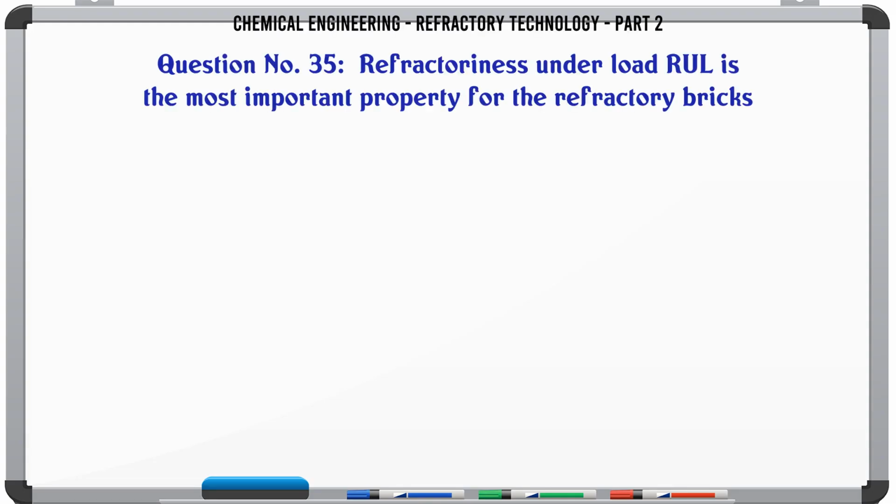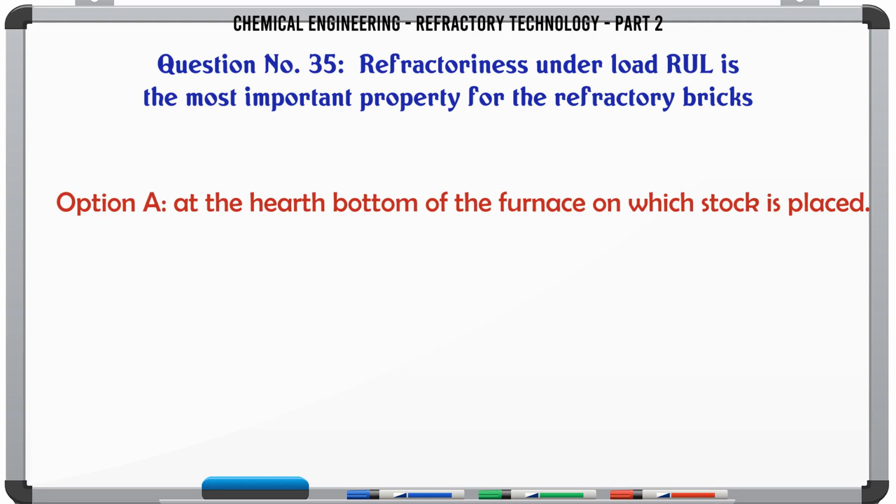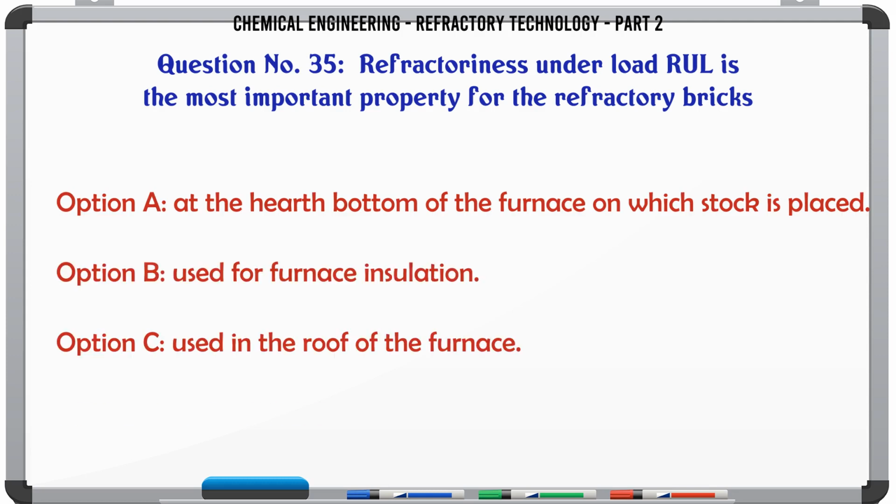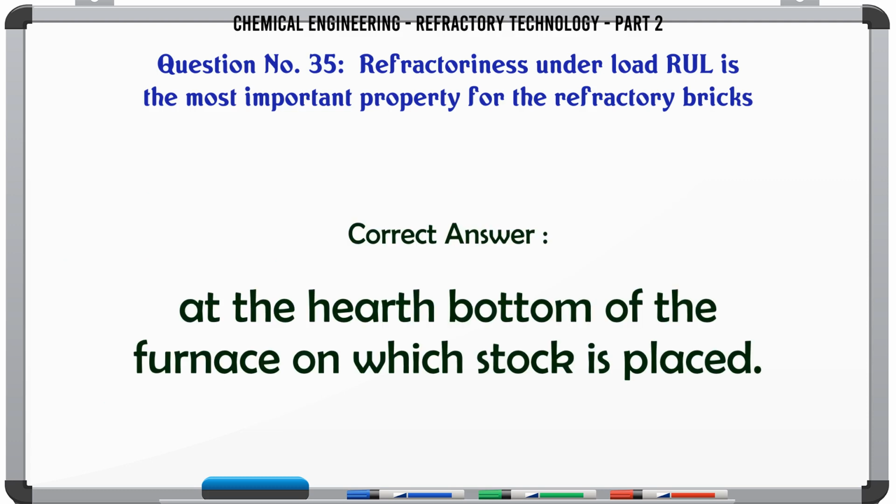Refractoriness under load, RUL, is the most important property for the refractory bricks A. at the bottom of the furnace on which stock is placed. B. used for furnace insulation. C. used in the roof of the furnace. D. none of these. The correct answer is at the bottom of the furnace on which stock is placed.